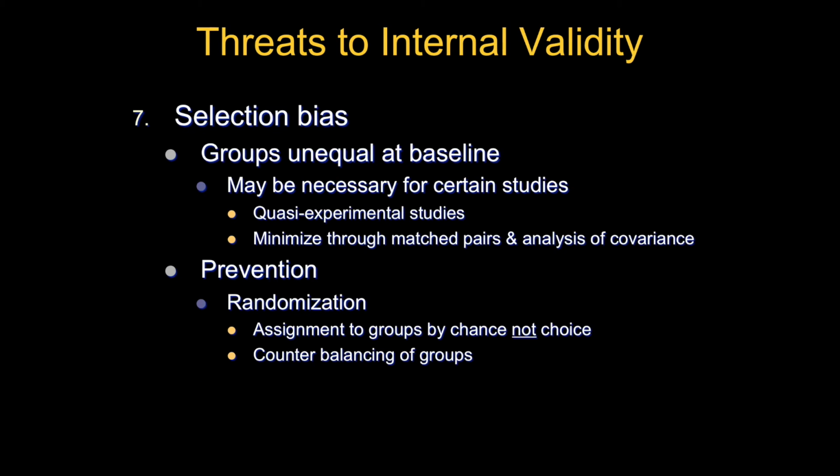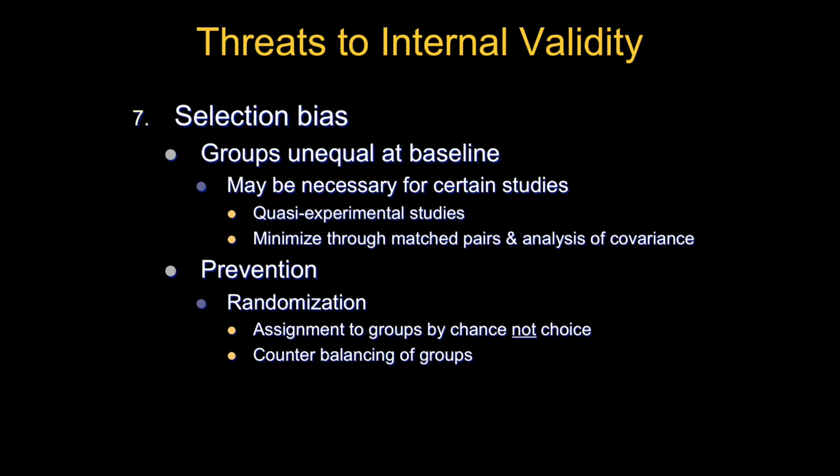Selection bias. So the basic message here is that you don't want your groups to start unbalanced. Now, sometimes you need to do that in some quasi-experimental studies, but even then, you're still matching the pairs and using what's called an analysis of covariance to mitigate some of these things. But you really want to try to start with everyone at the same baseline and then measuring them throughout the study. If you're starting off with unequal groups, that could bias the group and that may favor that particular group for whatever variable you're looking at.